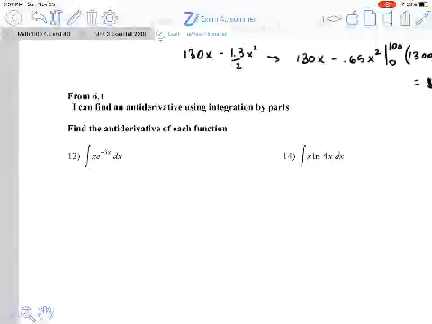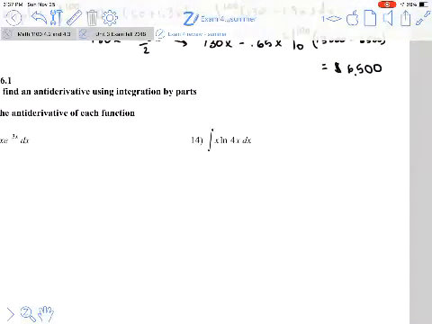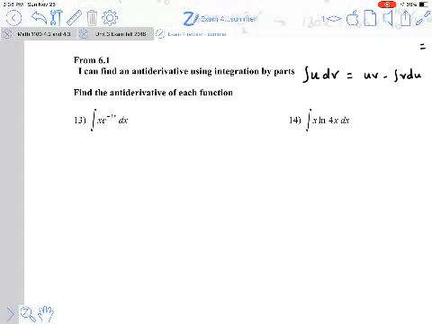Okay, getting to chapter 6, section 6.1, we learned integration by parts. It was, if you can set up the integral as an expression u multiplied by another expression dv, then the integral would be u times v minus the integral of v times du. So the two things we need to try to find in each of these expressions is what's going to be u and what's going to be dv.